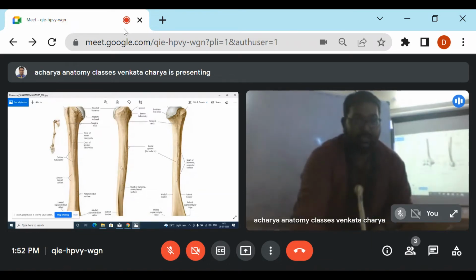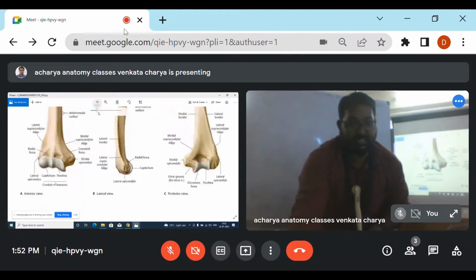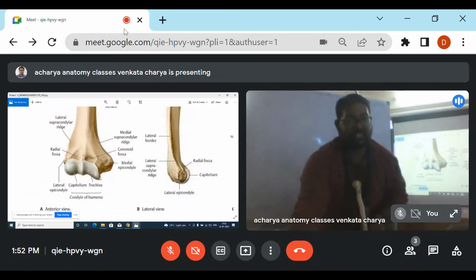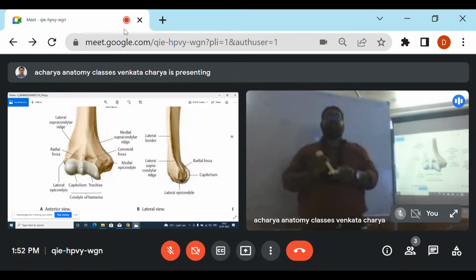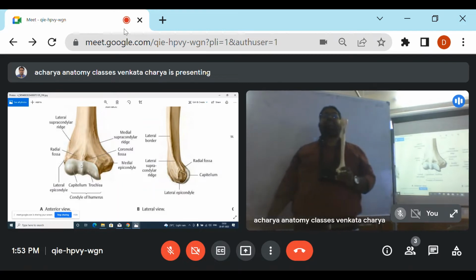See here, observe this picture. Another one is a pulley-shaped facet. The pulley-shaped facet we call the trochlea, and the round facet we call the capitulum. The capitulum is present toward the lateral side, and the trochlea on the medial side. Infero-laterally the capitulum, then infero-medially the trochlea, which faces downwards. So these are the side determination points.